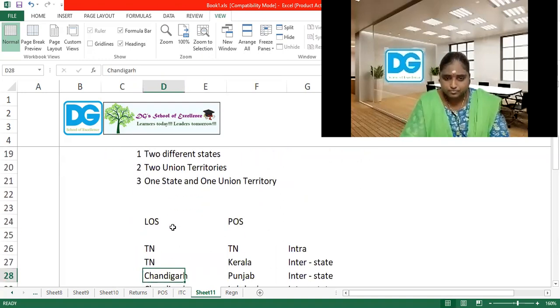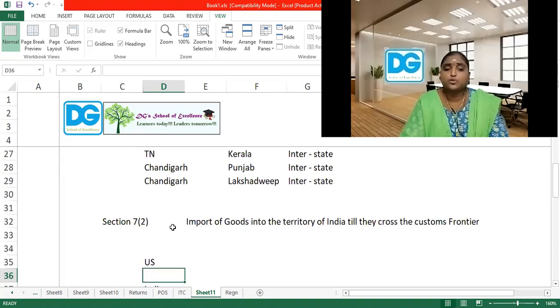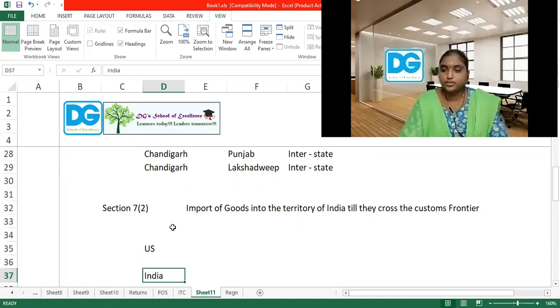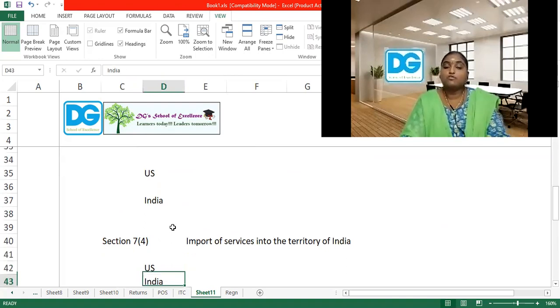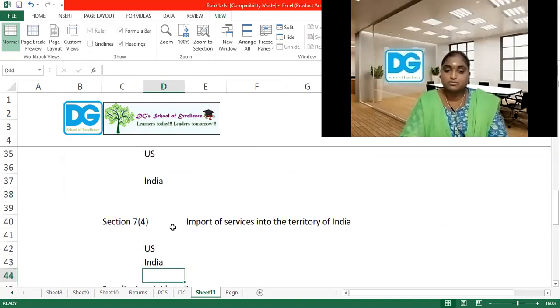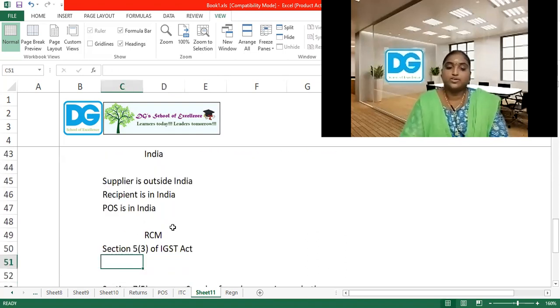We saw an example for that. 7 subsection 2 is talking about import of goods into the territory of India. So when they come to the territory of India, till they cross the customs frontier, it is treated as interstate supply of goods. 7 subsection 4, import of services into the territory of India is treated as interstate supply of service, and you have to pay tax under reverse charge mechanism as it is a notified service under section 5 subsection 3 of IGST Act.